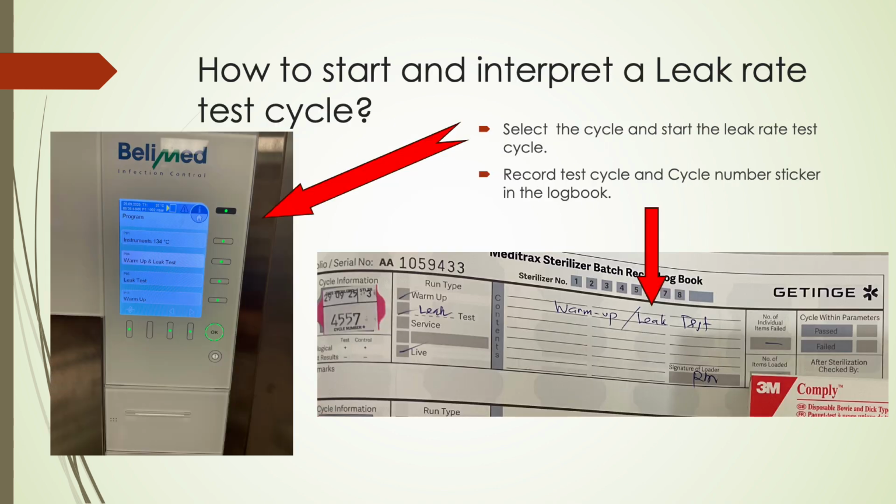How to start a leak rate test and interpret the result. First, select the cycle and press OK to start from the control panel. Then, record the test cycle and cycle number sticker. How to check if the cycle number is correct: the staff should check the last cycle number recorded in the logbook, and also make sure to record the cycle in the correct logbook.